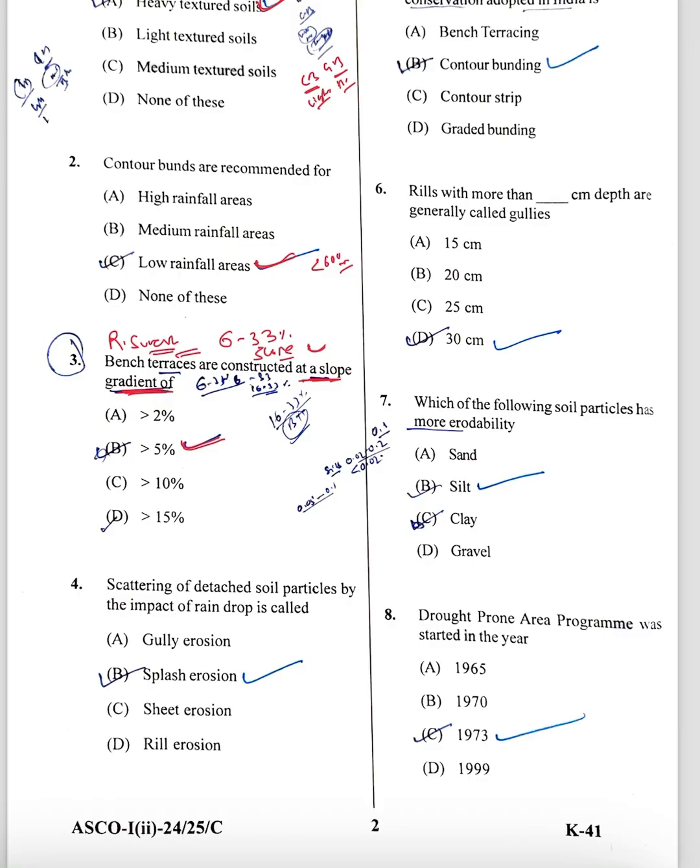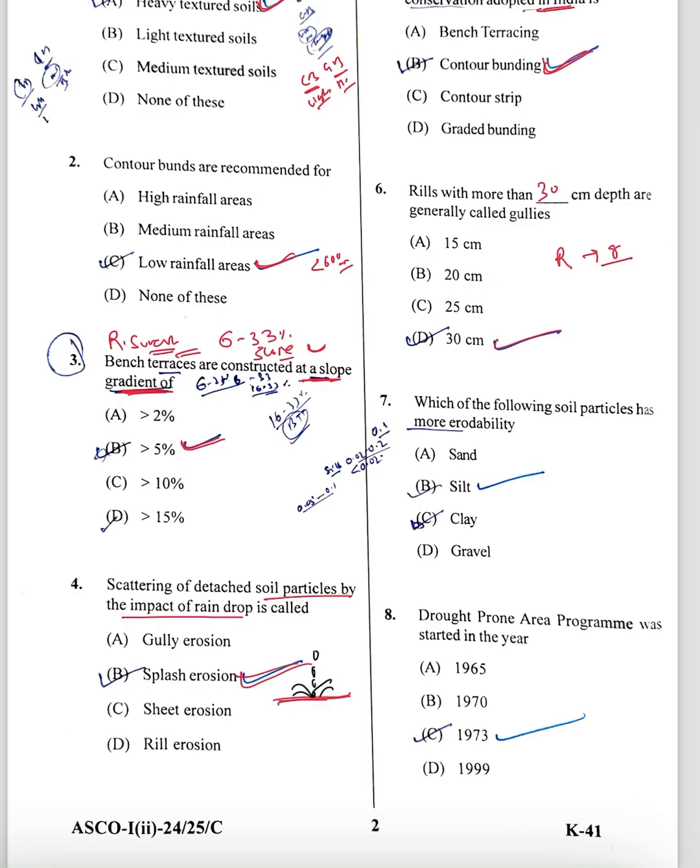Then coming to scattered detached soil particles by the impact of raindrop. So here it is the soil, and when the raindrop comes it will detach the soil particles. This is called splash erosion. Next, most popular measure of soil conservation adopted in India, it is contour bunding. It is most popular. Then coming to rills with more than 30 centimeter depth are called gullies, because rills will be called gullies when the depth will be more than 30 centimeter.